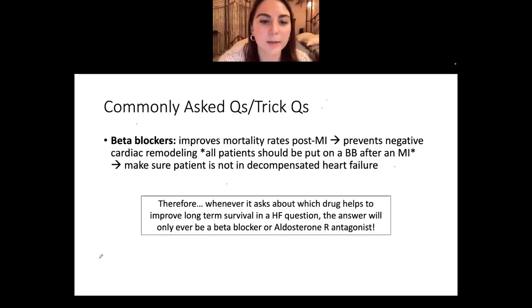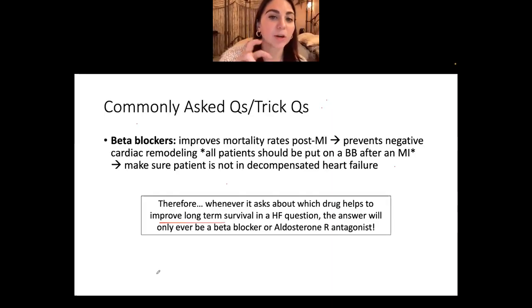Okay, and then, so again, like I said, whenever it asks about which drug helps improve long-term survival, the answer will only ever be a beta blocker or aldosterone receptor antagonist, spironolactone, eplerenone, not the other two. What are the other two? I don't remember. I forget. But those are the only two that can be the answer for a heart failure question.